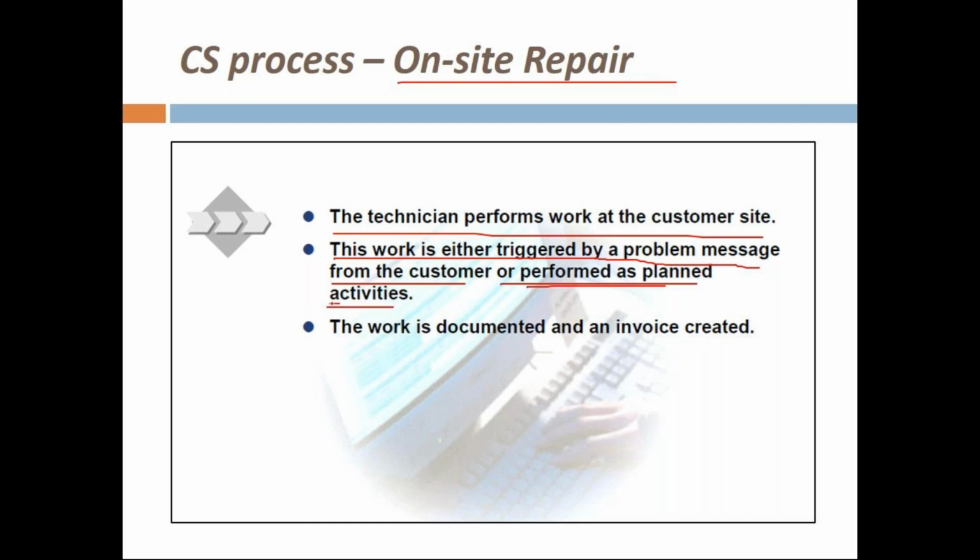The second one is AMC. I'll explain about this one shortly. The work is documented and an invoice is created. After the repair activity is done, if the product is not under warranty, you will charge the customer, right? Nowadays whenever you sell a product to the customer, at the max they give a 1 year warranty, or some companies for some products give a 5 year warranty. After the warranty is over, you will charge the customer. So that invoice you have to send.